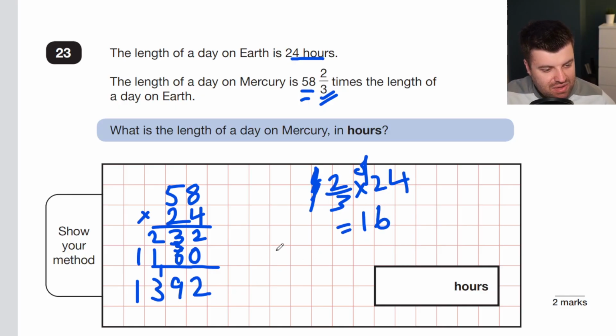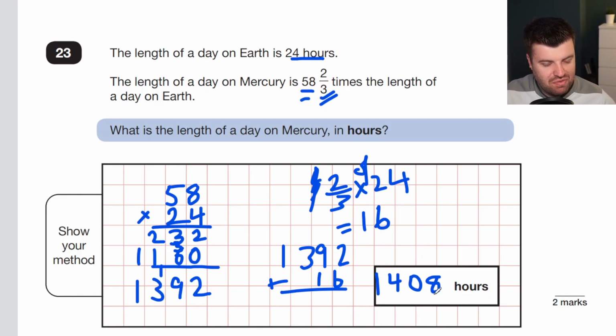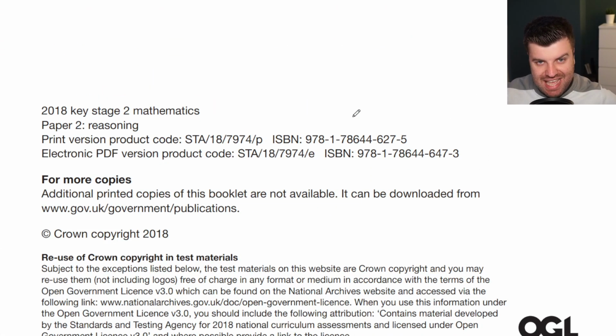Then all you have to do is do 1392, which is 58 times, plus 16, which is 2/3 times, and write the total in here. So we've got 1,408 hours. Tricky question, lots to do, lots of working out. But if we just partition what we're timesing by and then add it up at the end, we're going to get the right answer. And that is the end of paper 2, which is your first reasoning paper.